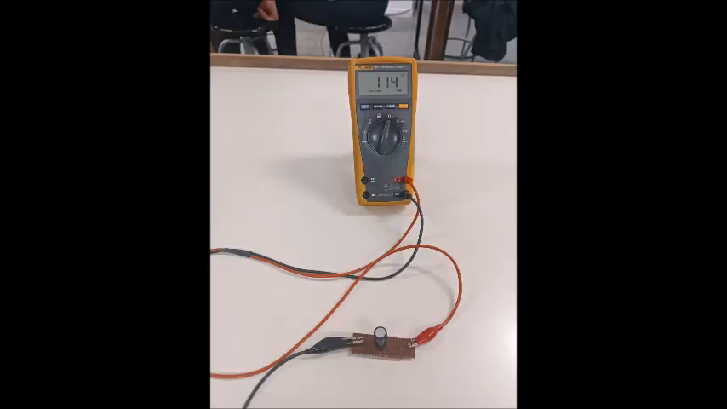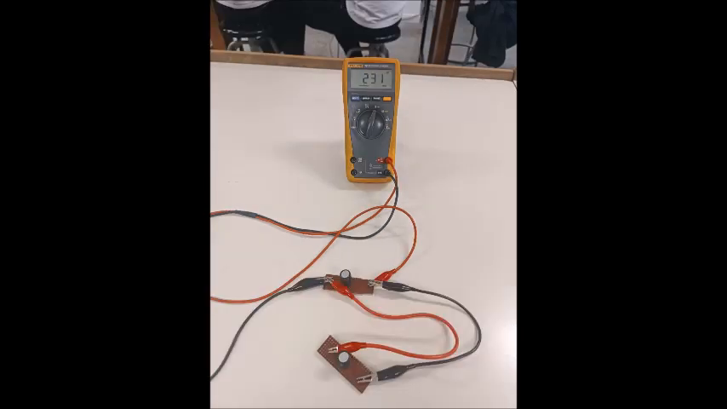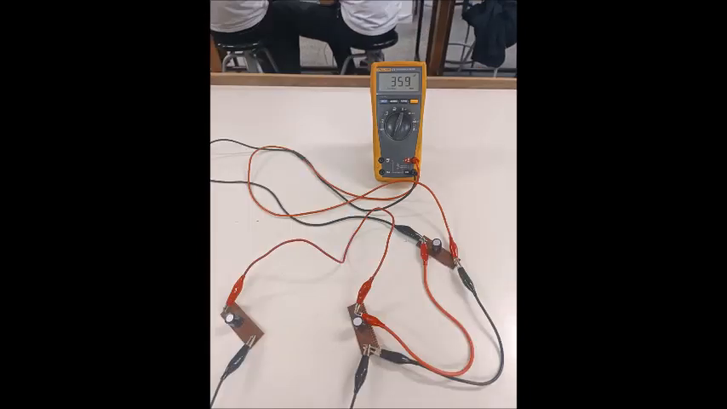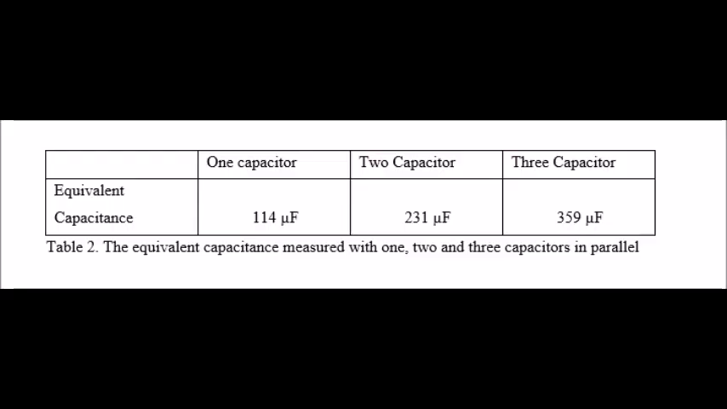In part B, I take one capacitor and connect it to my multimeter and record the equivalent capacitance. And then I take another capacitor and connect it in parallel and record the equivalent capacitance. Lastly, I take one more capacitor and connect it in parallel, which makes 3 capacitors in parallel, and record the equivalent capacitance. Here you can see my findings.